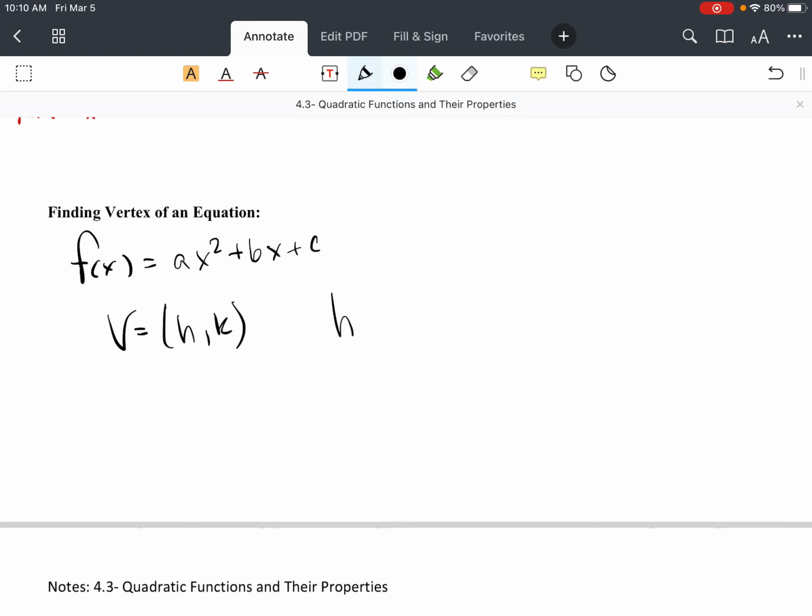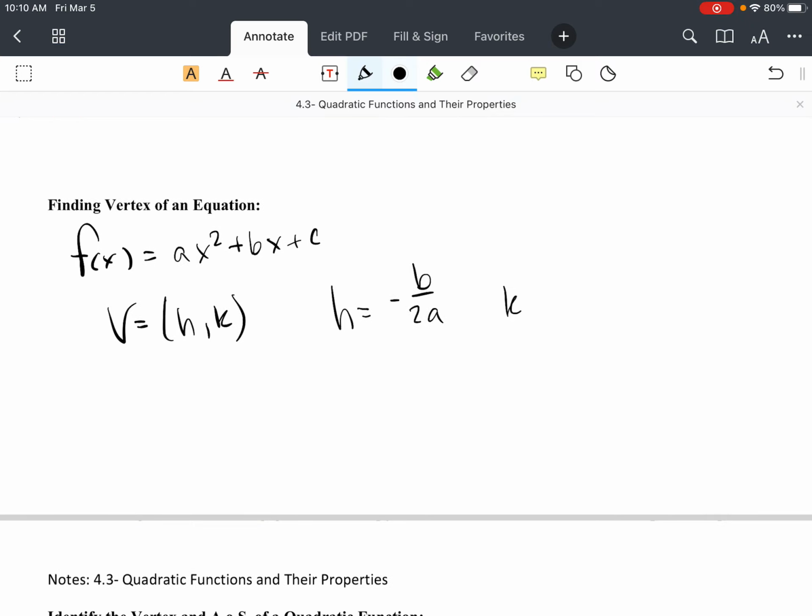We can calculate h by this: -b over 2a. We can calculate k by this: (4ac - b²) all over 4a. So we can calculate our vertex directly from our function by using these two things.